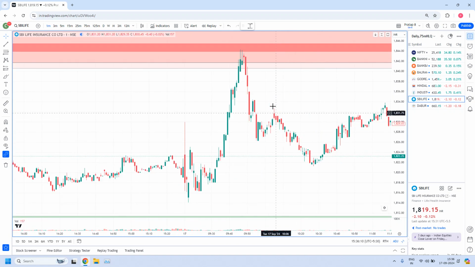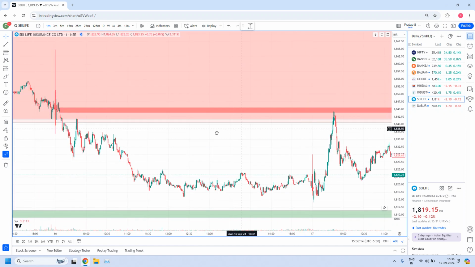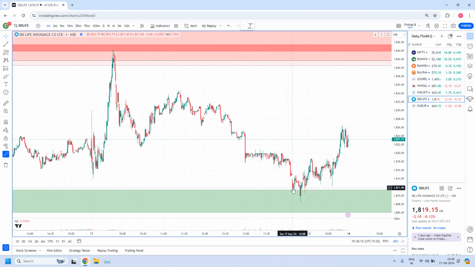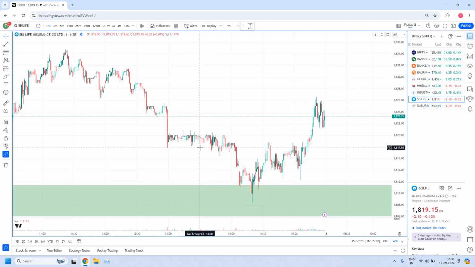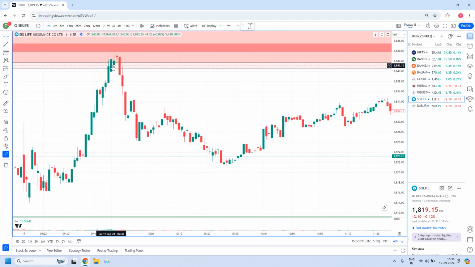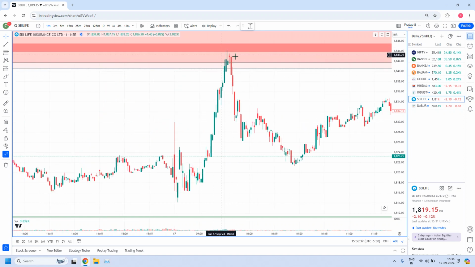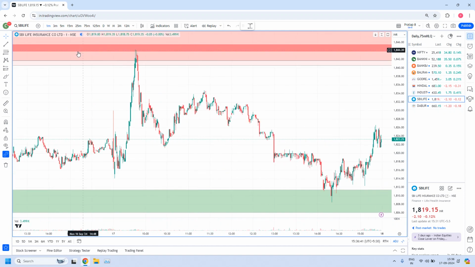See, today the prices entered into this area and then started moving out, and finally it reached the 15 minutes target zone at 2 o'clock 7 minutes. We got the trade today at the 9 o'clock 46 minutes candle, or if you miss it, the next candle at 9 o'clock 47. So you got a very good trade opportunity in SBI Life, and finally it reached the 15 minutes target.